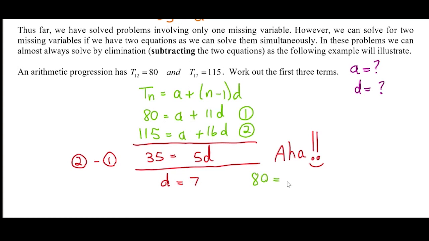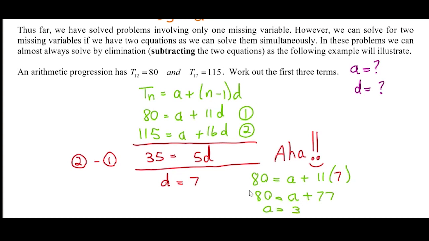T2 equals A plus 11 lots of 7. There's the 7 that I've just worked out. That's my D value. Now, once again, I've got an equation with only one variable in, and I get that T2 is A plus 77. Let's subtract 77 from both sides, and I get A equals 3.